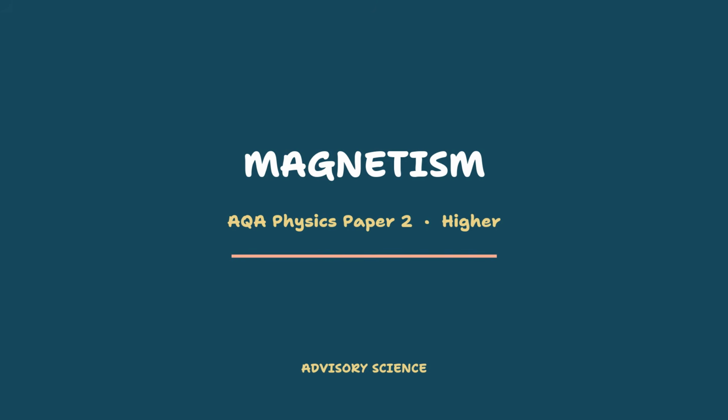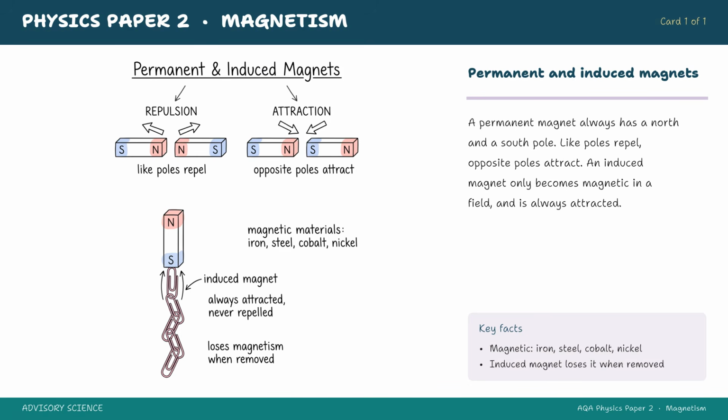Magnetism and electromagnetism. Permanent and induced magnets. A permanent magnet makes its own magnetic field all the time. It has a north pole and a south pole, and you can't have one without the other. Like poles repel: two norths or two souths push apart, and opposite poles attract, a north and a south pole together.